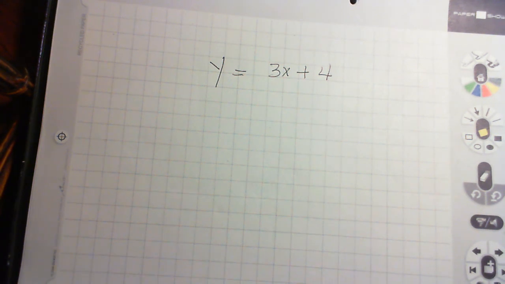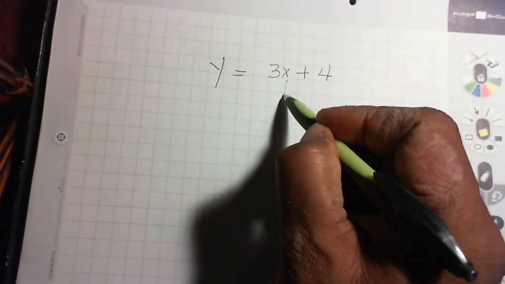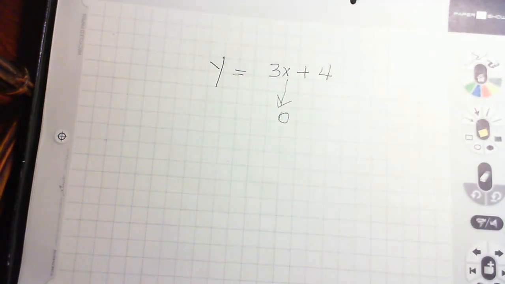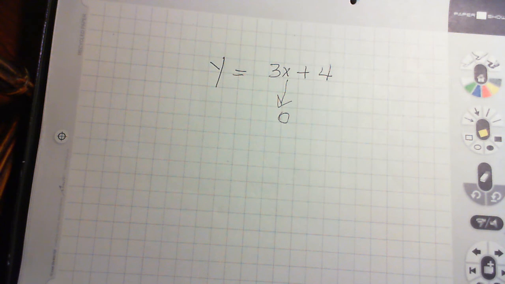So to find the x-intercept, remember, you let y be 0. To find the y-intercept, you let x be 0. Okay? To find the x-intercept, you let y equal to 0. To find the y-intercept, you let x be 0. So let's look at this example. If I want to find the y-intercept, x is 0, so make this a 0. So you have 3 times 0 plus 4 is 4. So the y-intercept is 4.